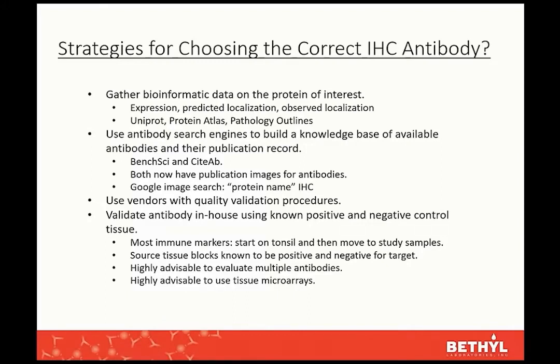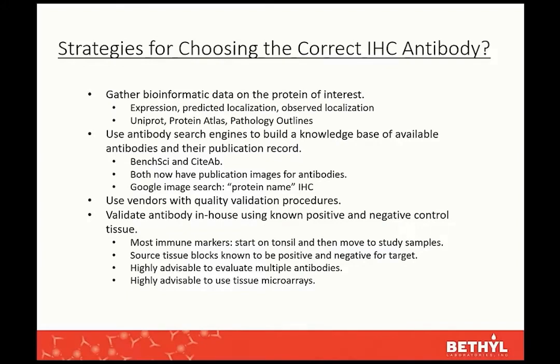But these last two bullet points are what we believe are the strongest for choosing an IHC antibody, and that is to use vendors with quality validation procedures. They should be able to work with you. You should be able to call them up and ask questions, and they'll be able to help you. But when all that is said and done, the most important step is to validate any antibody in-house, right? And you should do this on known positive and known negative control tissue.